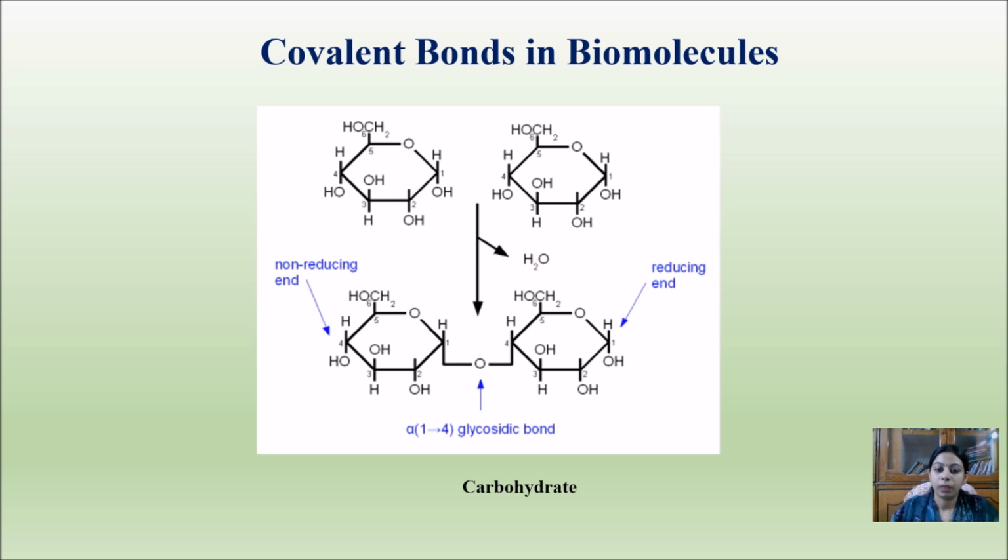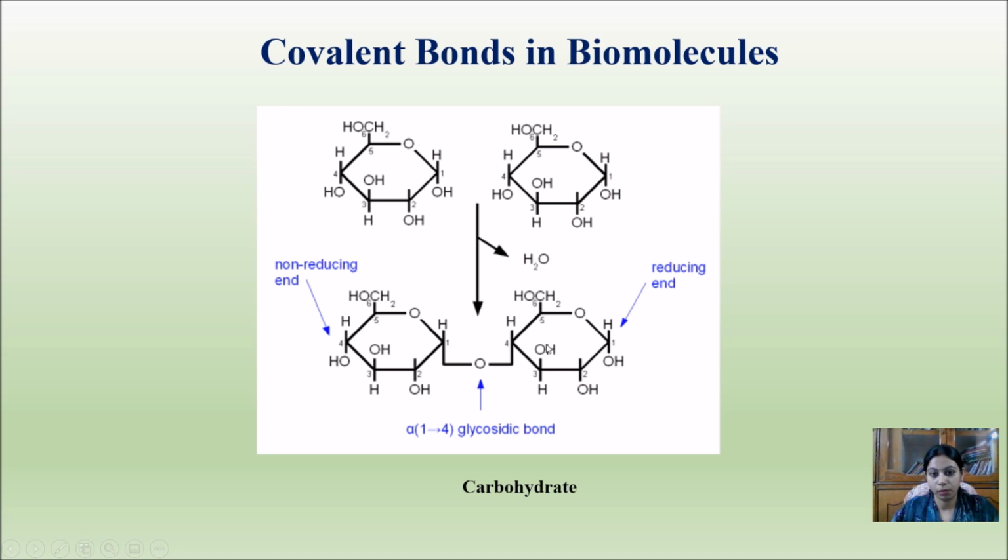So here carbohydrate is there. I have given you the example of carbohydrates, where you can see that there are two molecules of glucose, and when they combine together to form a disaccharide, a dehydration reaction takes place, where one water molecule is released by the formation of one covalent bond between two different glucose molecules.